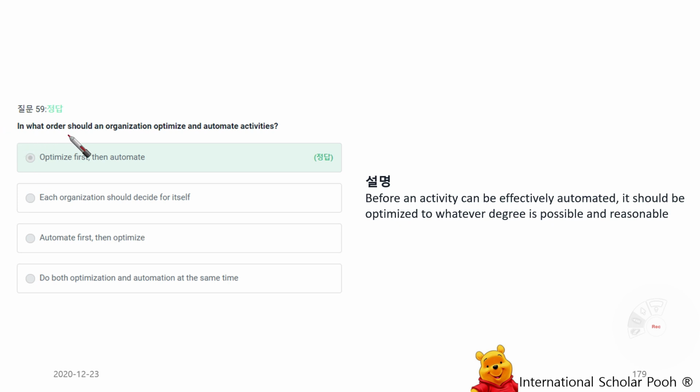In what order should an organization optimize and automate activities? Optimize first and then automate. Before an activity can be effectively automated, it should be optimized to whatever degree is possible and reasonable.